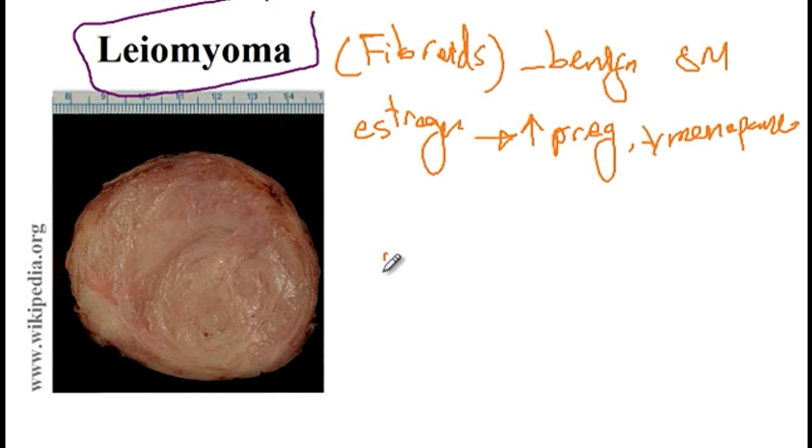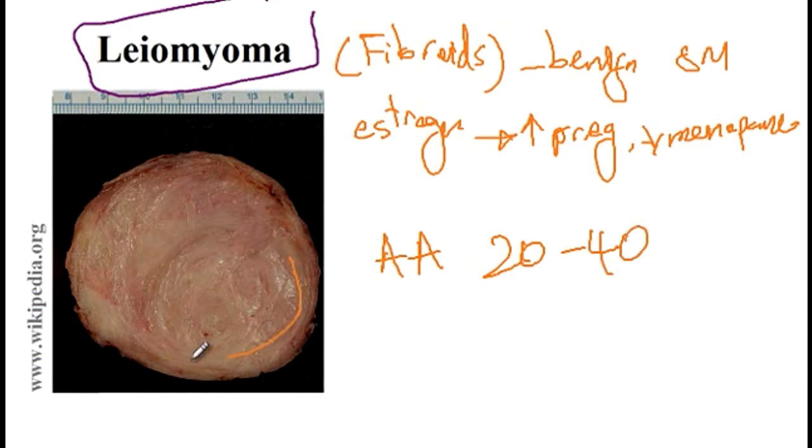Leiomyoma is more commonly seen in African American females between the ages of 20 to 40, and then on histology you will see this whorl pattern of the smooth muscles.